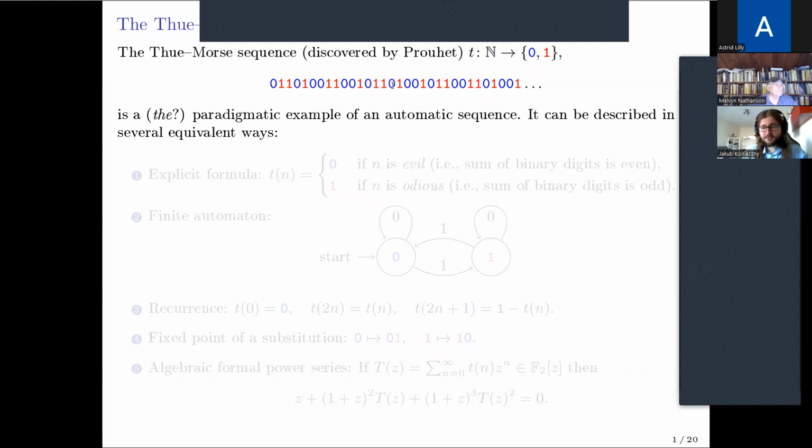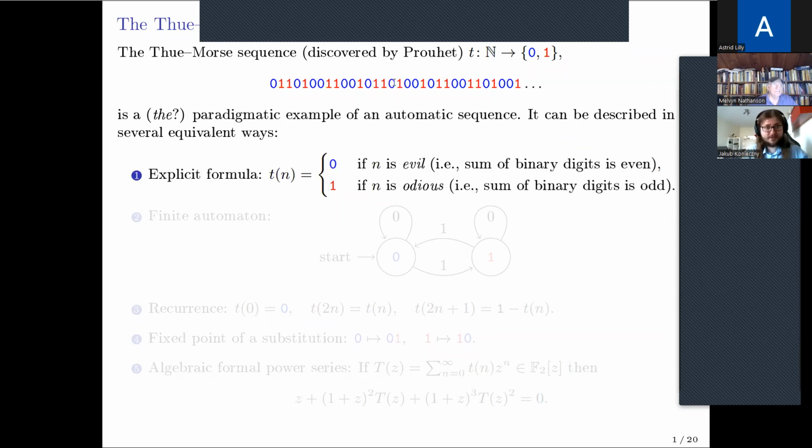And there's a bunch of different ways that you can think about this sequence. First of all, you can think about just an explicit formula. t(n) is 0 or 1, depending on the parity of the sum of binary digits of n. Sometimes those numbers are called evil and odious.